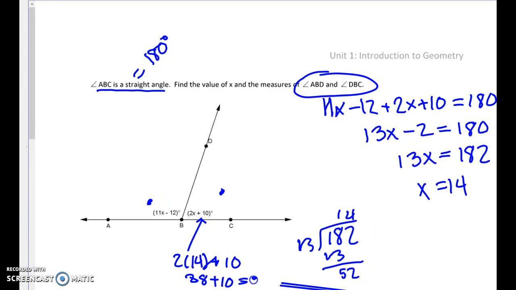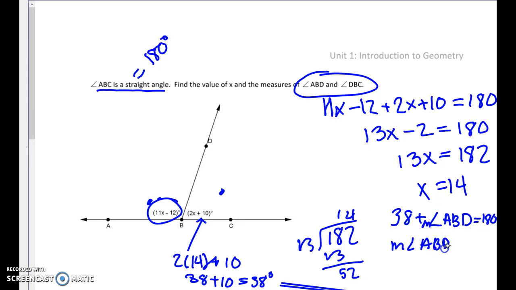I get 38 degrees. Now, I could go ahead and plug into this equation with the 14 to get my answer, or I could notice that these two have to add up to 180, so I could use part plus part equals whole again. 38 plus the measure of angle ABD must equal 180. So my measure of angle ABD must be 142 degrees. So there's my 3 answers.